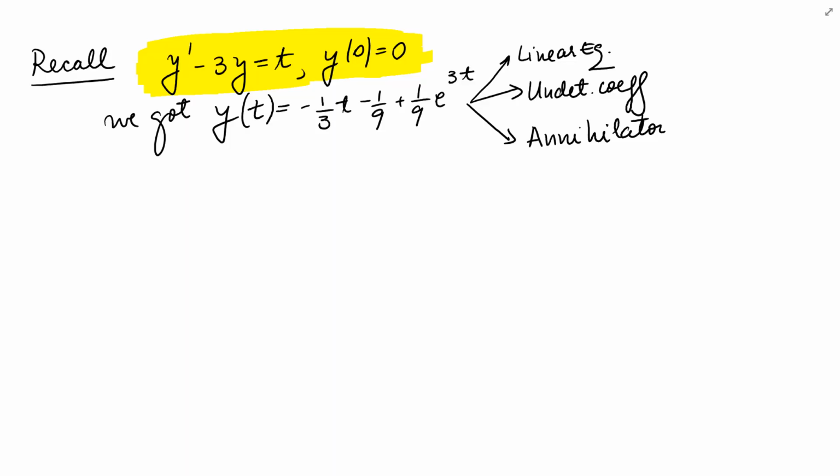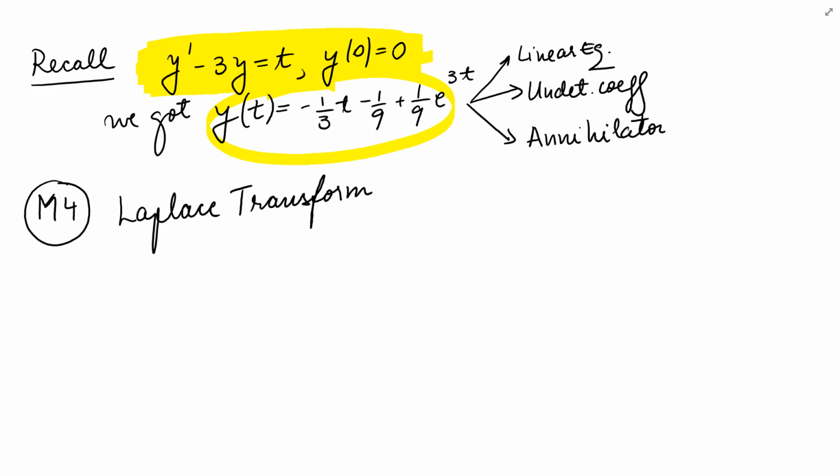Recall that in part 1 of this video, we solved the equation y prime minus 3y equals t, y of 0 equals 0, and we got the solution y of t equals negative 1 over 3 t minus 1 over 9 minus 1 over 9 e to 3t, using the linear differential equations method, using undetermined coefficients, and using annihilator. So in this video, we'll solve the same equation using Laplace transform.